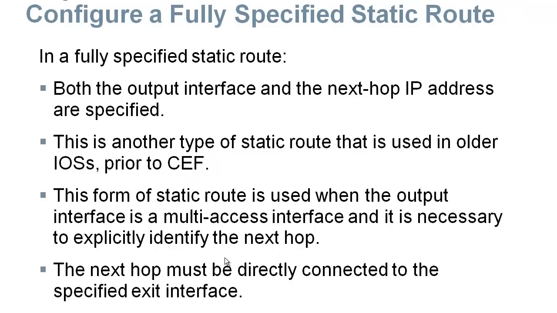All right. So, configuring a fully specified static route. A fully specified static route is where you put both the exit interface and the next hop IP address. Why you'd want to do that, I have no idea. It just seems like it's a little bit extra work. And I can't even give you an example of when you would use that. But as far as your book goes, a fully specified static route has a next hop address and your exit interface.